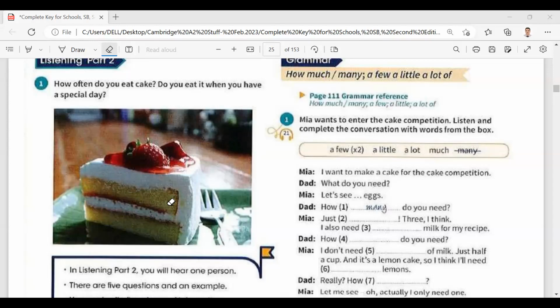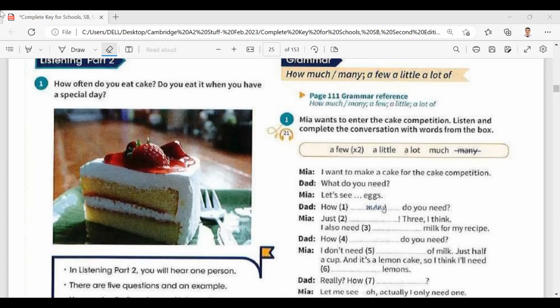Every week. Okay, every week. You can say once a week. Do you eat it when you have a special day, maybe a birthday party or a wedding party? And family gathering, perfect. Okay, go ahead. I eat cake when you have a family meeting or a family gathering, you prefer to eat cake, yes? To have fun together and spend lovely time together, or you can celebrate a special occasion.